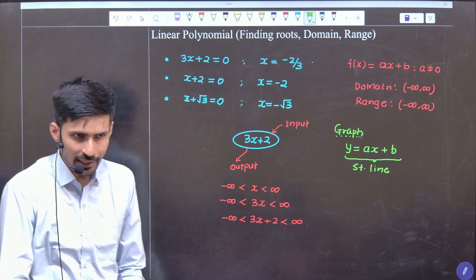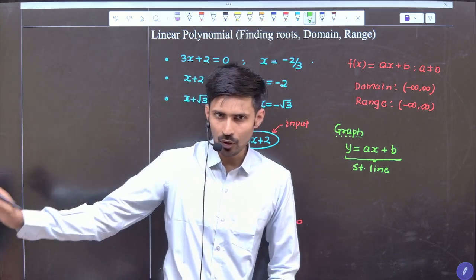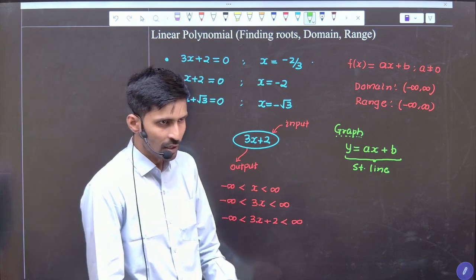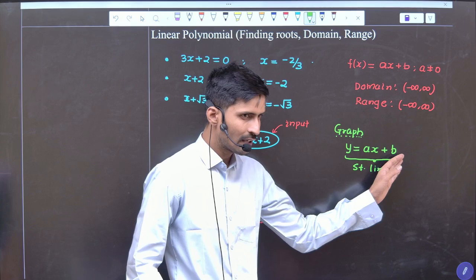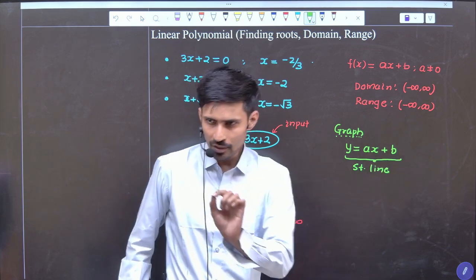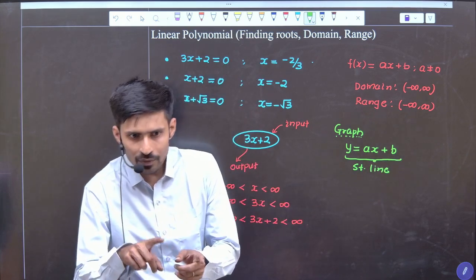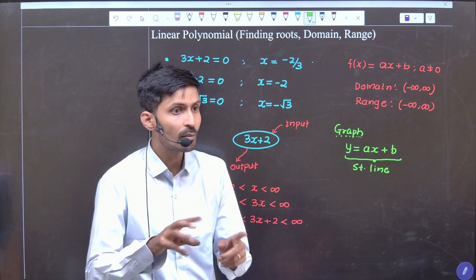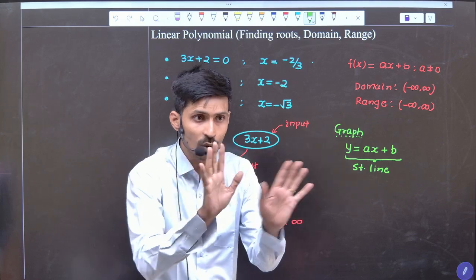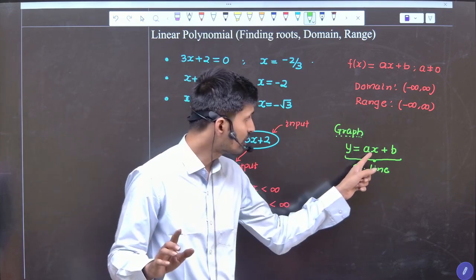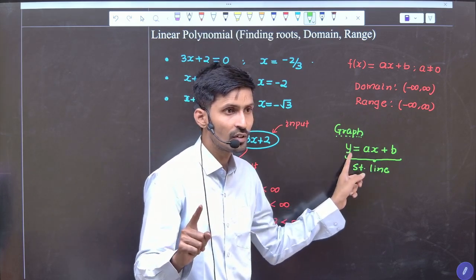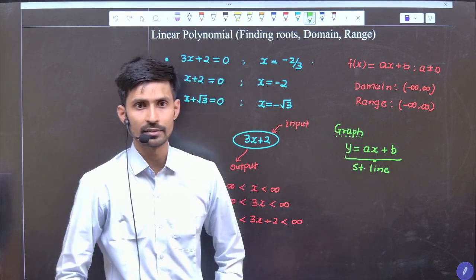Some more understanding here. Everything is going in recording. How to understand whether this graph is a straight line or not? Always remember, in the graph x and y will be present. The degree of both x and y should be 1, no other degree. What is the degree of x here? 1. What is the degree of y here? 1. This is the graph of a straight line.